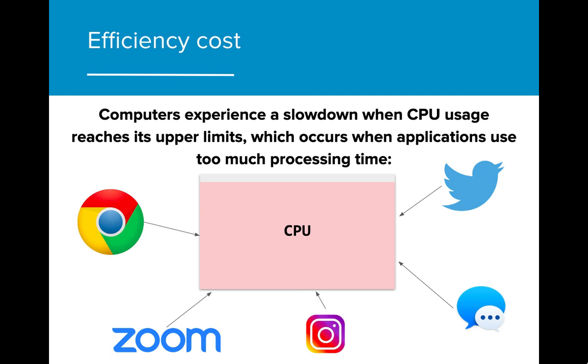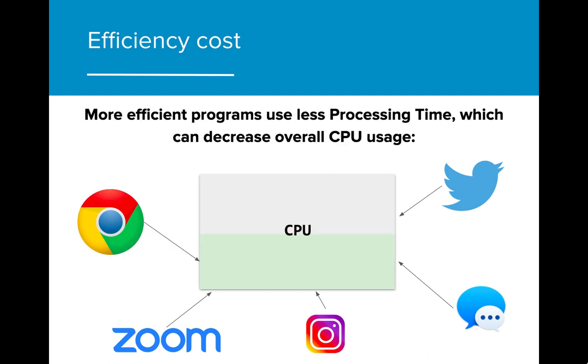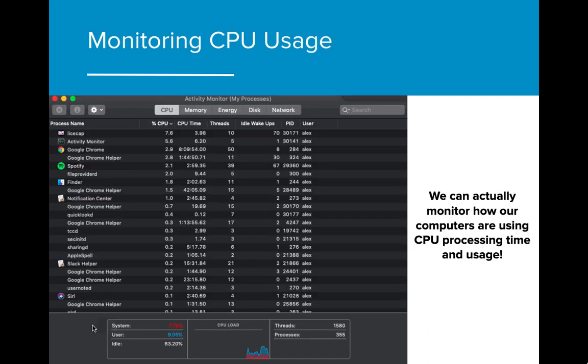When we run lots of programs at once that are all actively providing instructions to the computer that need to be processed, we reach the upper limits of the CPU's processing power, which can sometimes cause slowdowns in our computers. This is why it is good to close applications that aren't being used. The more efficient a program is, the less processing time it requires to run. The faster that programs can be run often reduces CPU usage, making your computer faster and less likely to experience slowdowns. We can actually monitor how our computers are using CPU processing time and usage.